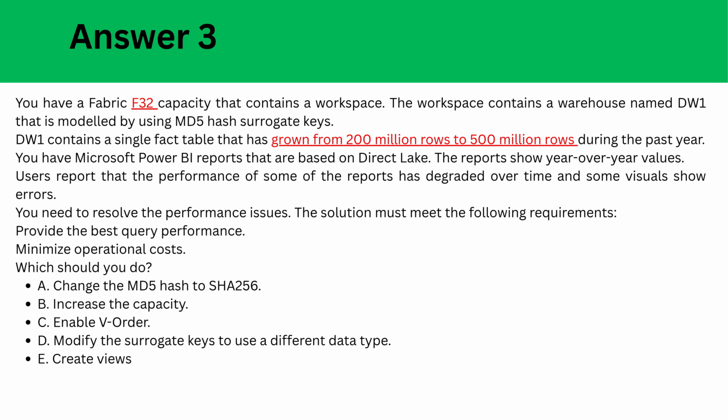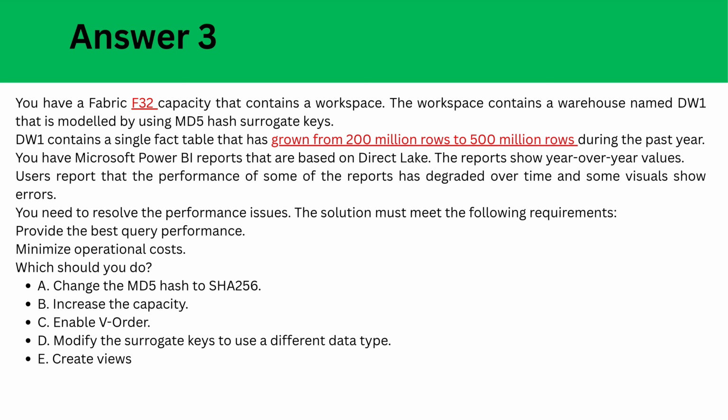Change MD5 to SHA256. This changes the hashing algorithm, but both produce string-based keys. SHA256 is actually longer, 64 characters versus 32. This doesn't reduce the row count, doesn't change the guardrail, and would actually make things worse. Gone.